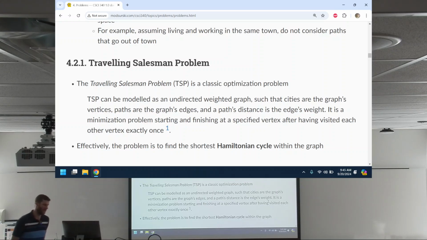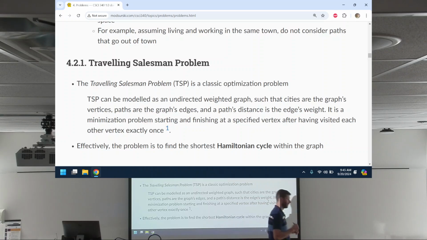So TSP is a classic problem. It can be modeled as an undirected weighted graph. So imagine I have a weighted graph, right?